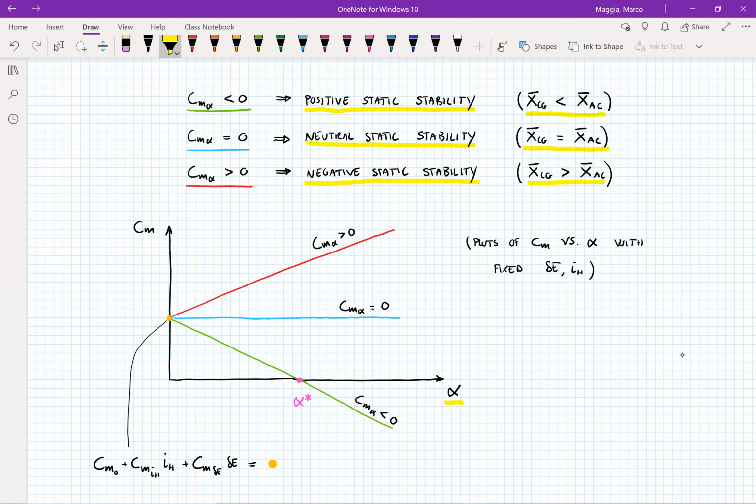And we can see that in terms of curves of Cm with respect to alpha. If we have a negative slope, well, we can trim the aircraft because the line will intersect Cm equals 0. If we had neutral static stability, then the slope of the curve would just be 0. And for negative static stability, the slope of the curve is positive.